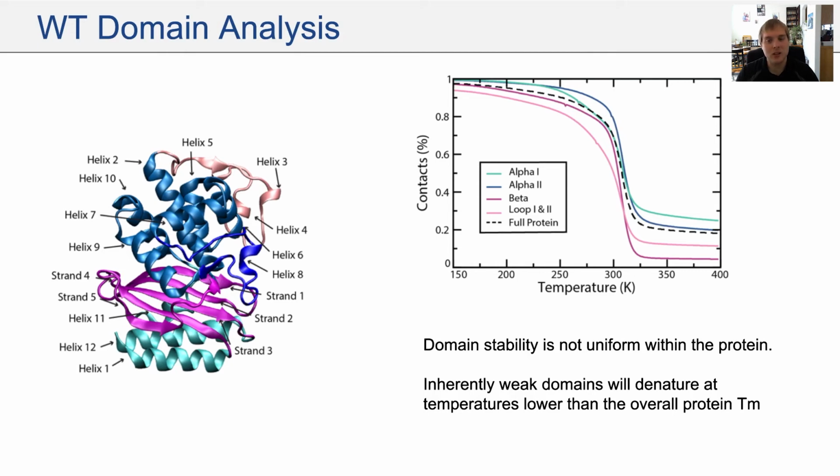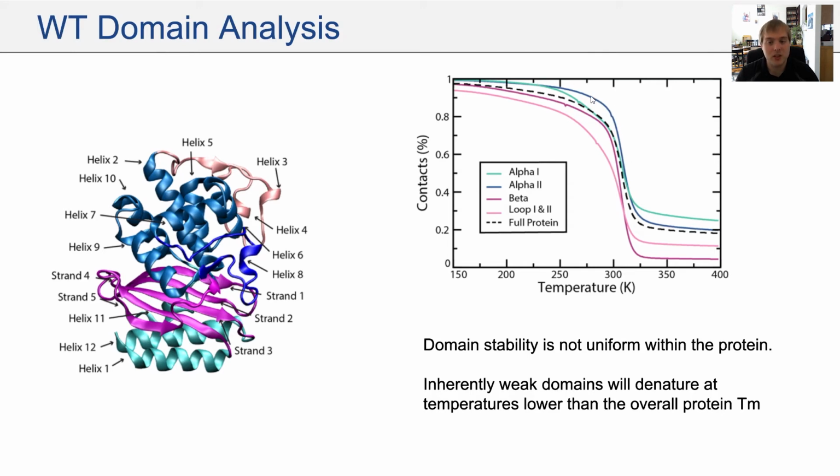Notice that domain stability is not uniform across the protein, and some domains denature before the overall protein melting temperature, and some remain stable even at higher temperatures. We use this information to rank the overall stability of each domain. For TEM1, the beta domain is the weakest and alpha-2 domain is the most stable.